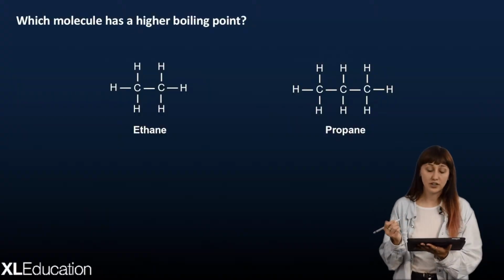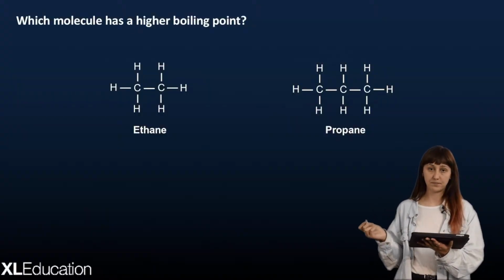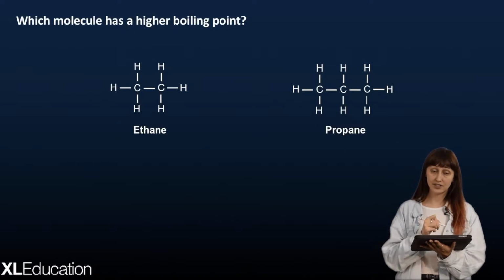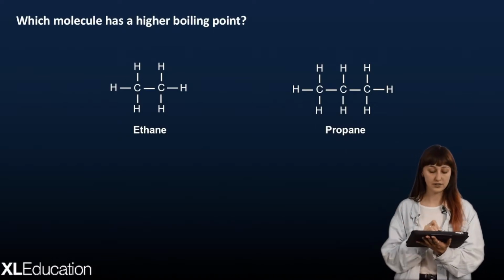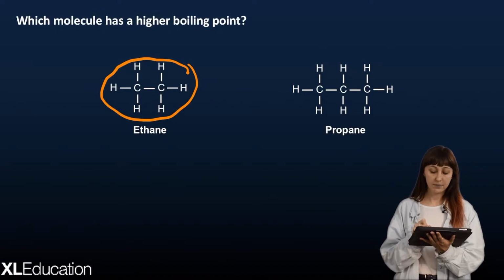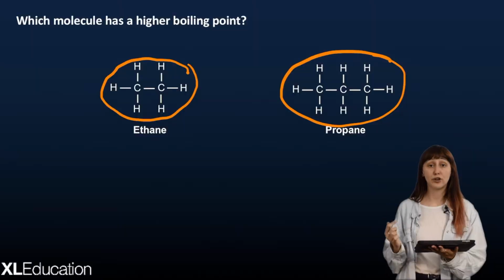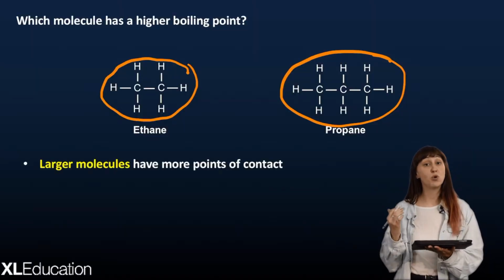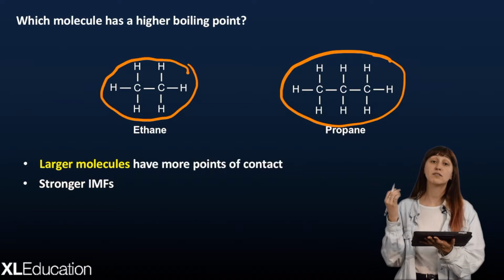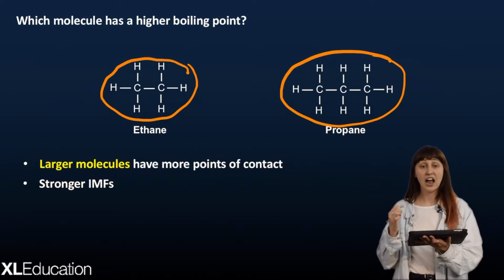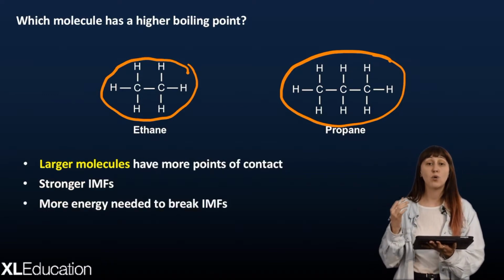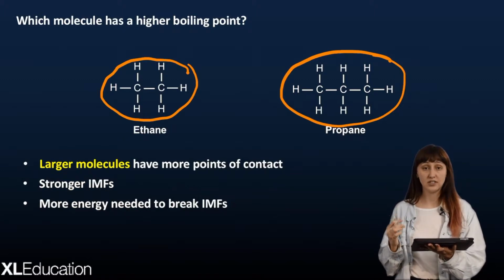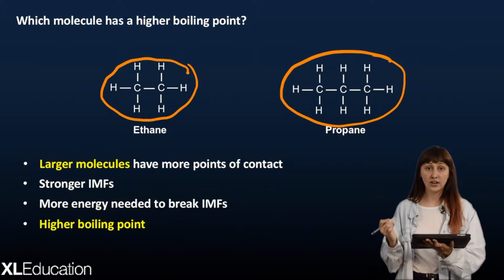Let's have a look at this example. Which of these two molecules is going to have a higher boiling point? So we have ethane, which has 2 carbons, and propane, which has 3 carbons. We can see that ethane will have a smaller surface area than propane. So remember, larger molecules have more points of contact. Therefore, they can form stronger intermolecular forces. As a result, they are going to require more energy to break these intermolecular forces, and therefore having a higher boiling point. So which of these two will have the higher boiling point?